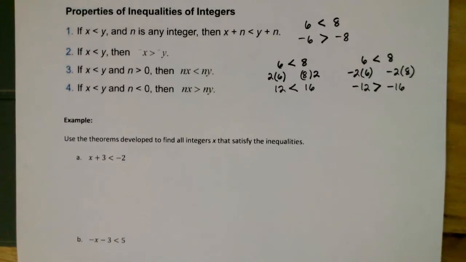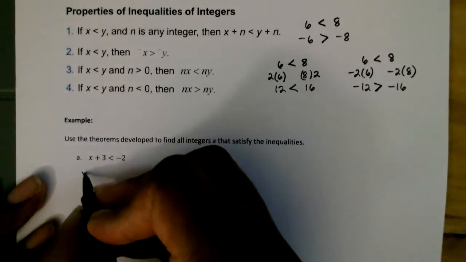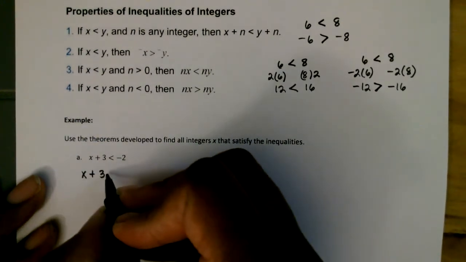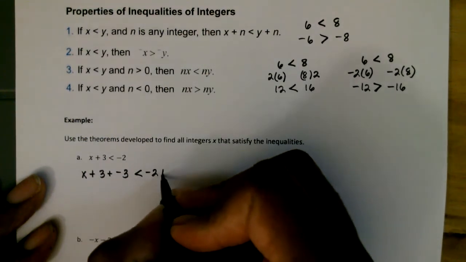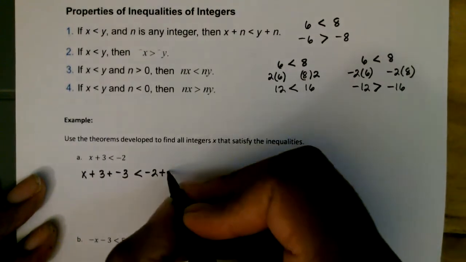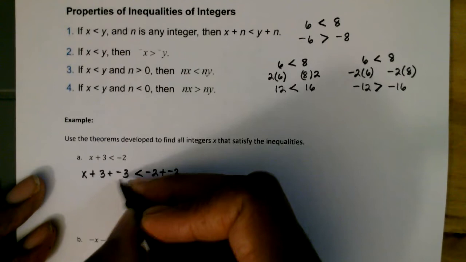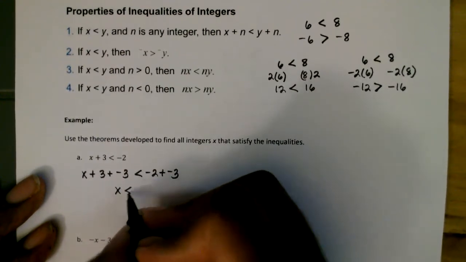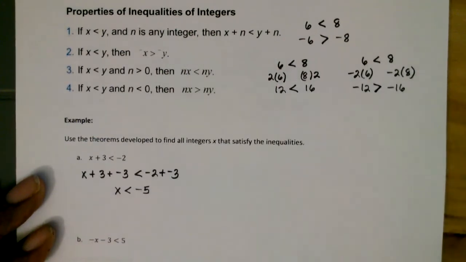Starting with X plus 3 is less than negative 2. Well, I got a plus 3. What's the opposite of positive 3? Negative 3. So I'm going to add negative 3 on both sides of this inequality. Well, 3 and a negative 3 gives me 0. So this will be X is less than negative 2 plus negative 3, negative 5. So here this will be X is less than negative 5.